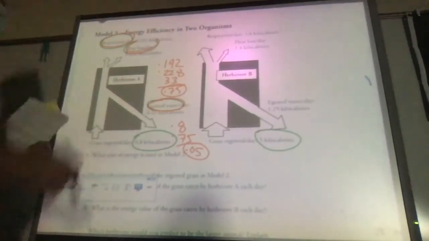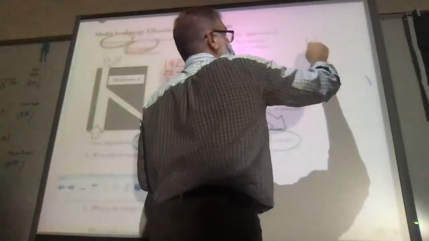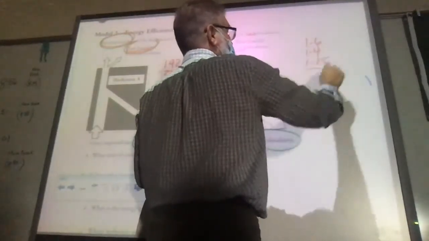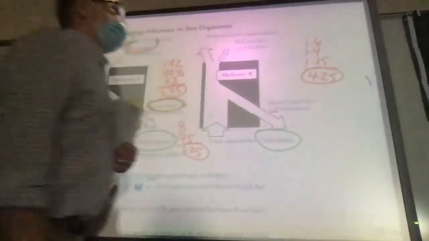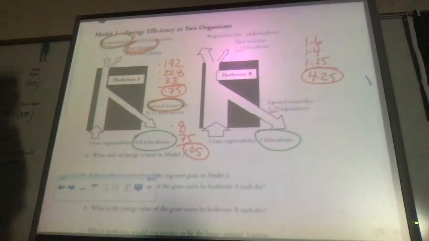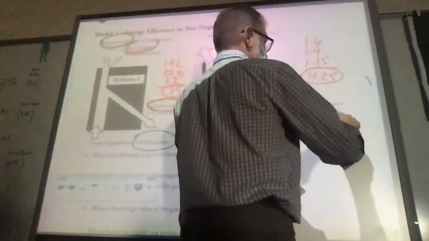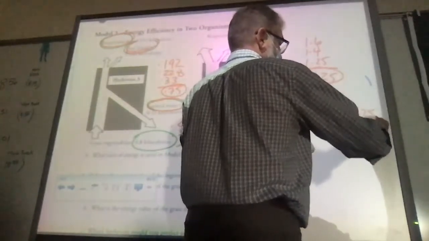Same idea for B, just add up these numbers. 1.6 plus 1.4 plus 1.25. If I add that up, that's 4.25, which is the answer for 11B. Am I using 100% of the energy? Again, no, because there was 5. And so 5 subtract 4.25 is 0.75.